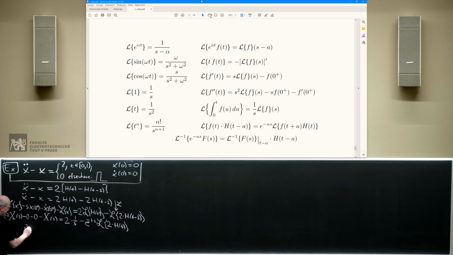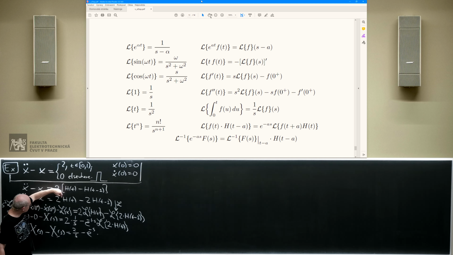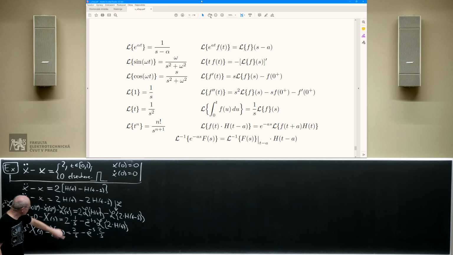So we have s squared X(s) minus X(s) is equal to 2 over s minus e to the negative s times the Laplace transform of 2 Heaviside functions, we have done it before. This is again 2 over s. Wow, nice. One would be tempted to put these two guys together, but it's not exactly a good idea. Okay, so let's make one more step.